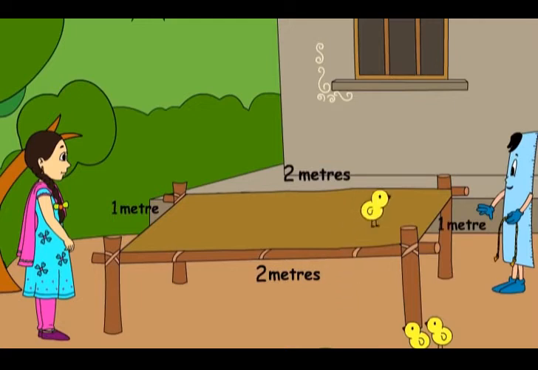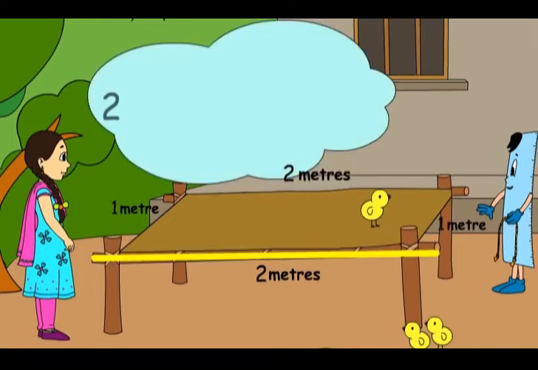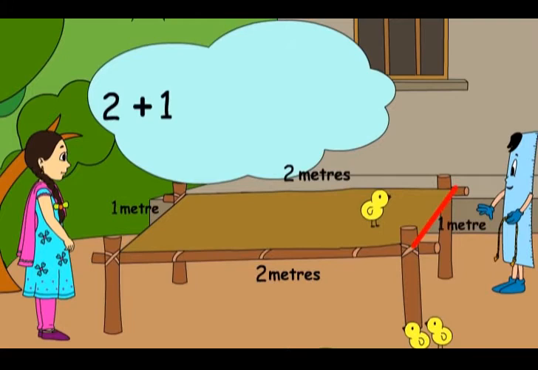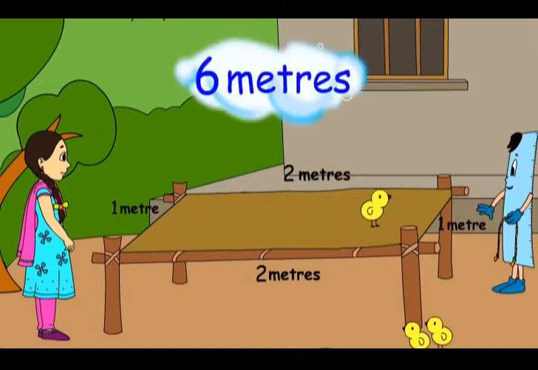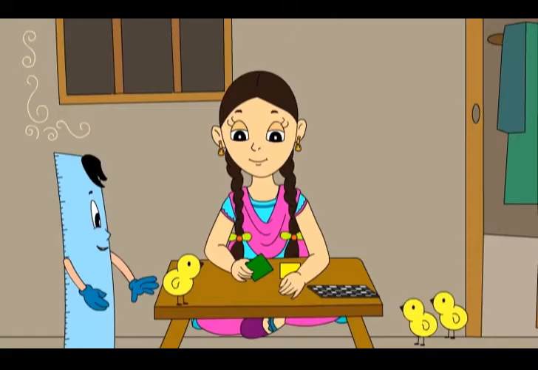Let me add this, Futta. The numbers are small. It is 2 plus 1 plus 2 plus 1, which is 6 meters. So the length of the sides of Grandma's cot is 6 meters. Chick, you are really getting smart. Let's play a game now.